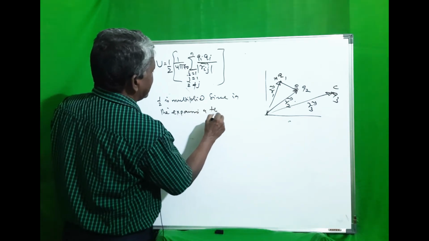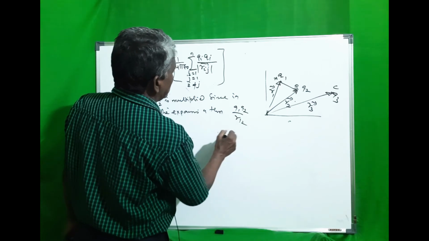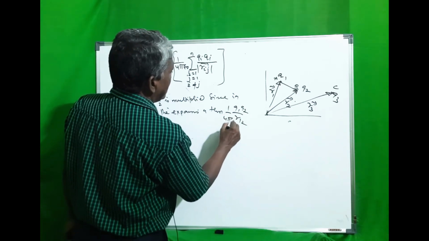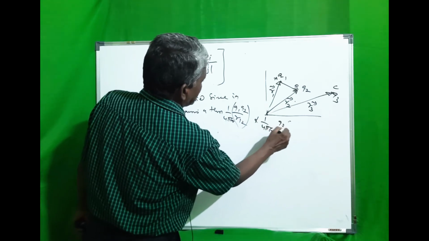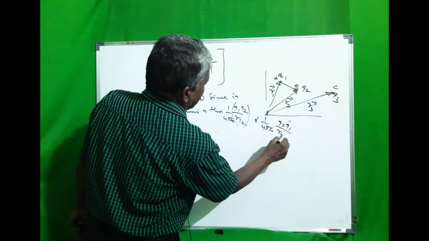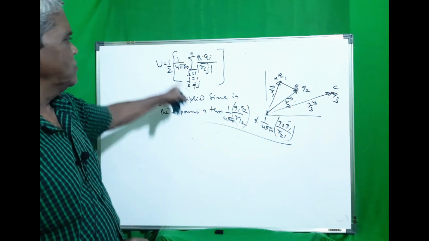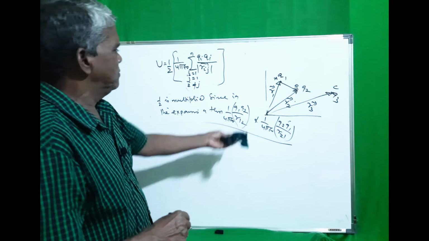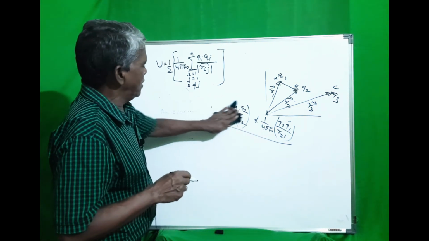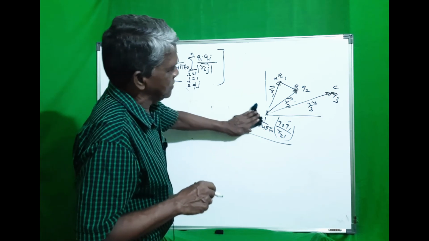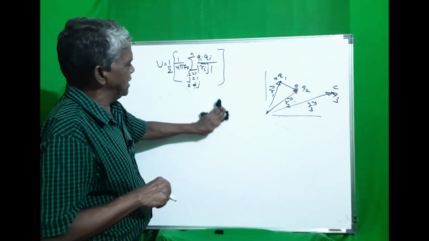A term like q1 q2 by r12 and q2 q1 by r21 will both occur in the expansion. That's why we have taken the factor of half. Again, for the same charge there is no energy for itself, so i is not equal to j.